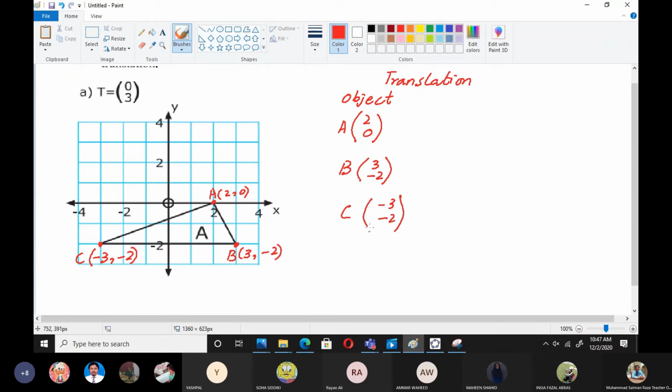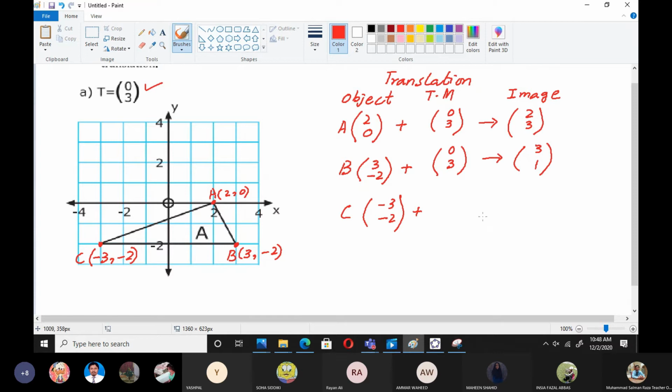And I'm going to do some magic over here. I'm going to add the translation matrix, and fortunately, it's mentioned over here: 0, 3. So I am going to put 0, 3 over here, and I'm going to get the image, and that is 2 and 3. Got it? So I'm adding 0, 3 over here, and 3 and 1 over here.